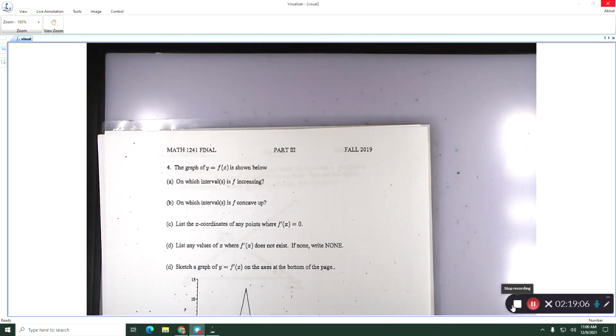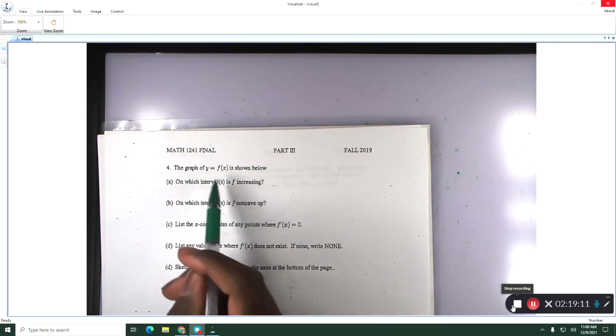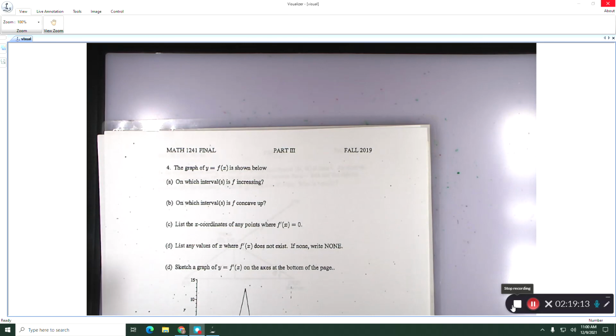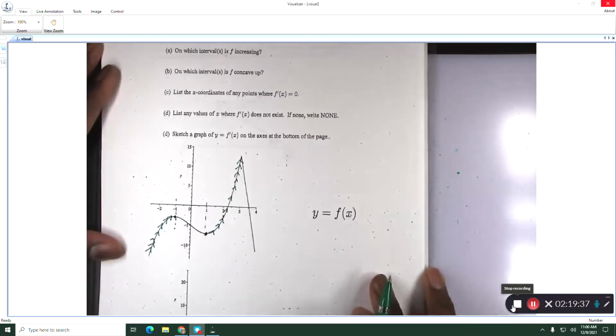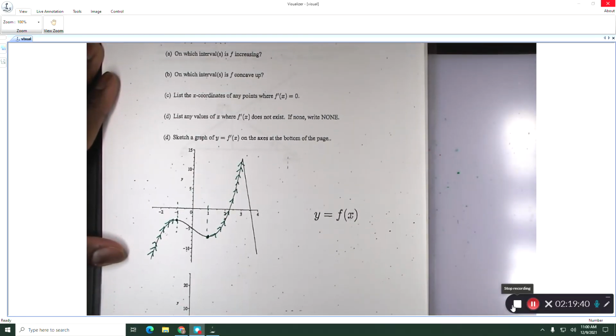So on what interval is f increasing? It shows us the graph y equals f of x. Now, I see that my graph is increasing up until this point, right about here. And it's just the best approximation. I'm going to use the whole numbers that they give me. Also, right around here, which is x equals negative 1, I see it starts to increase again. And I'm just drawing arrows to show me the two increasing intervals.